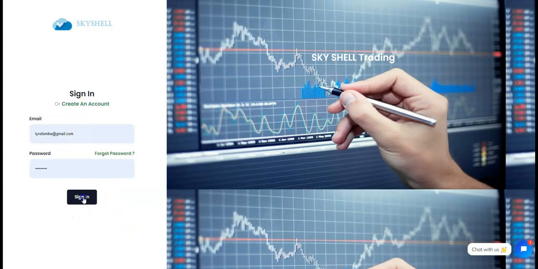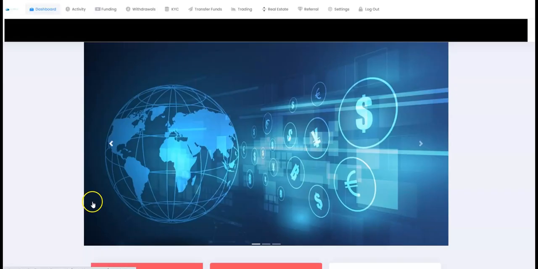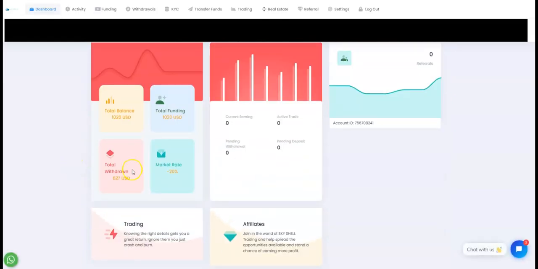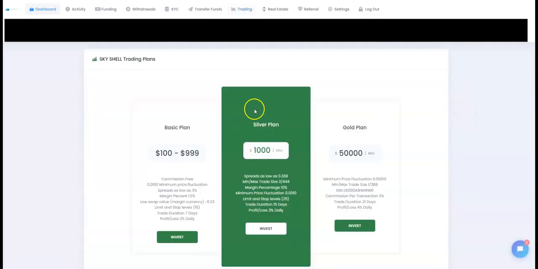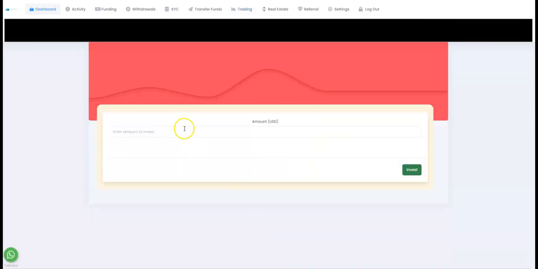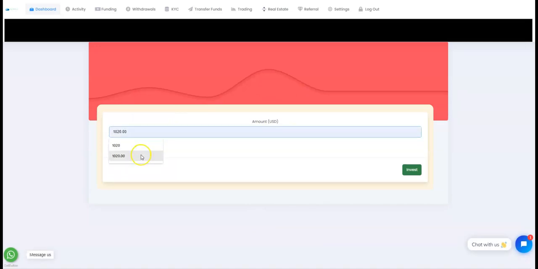Okay, guys, let's log in. Let's verify that the funds are there. And all right, the funds are here, $1,020. So let's go and trade that. I'm going to trade Bitcoin. Do the silver plan. $1,020. Make sure we don't put the decimal in there. Just 1,020. Invest.